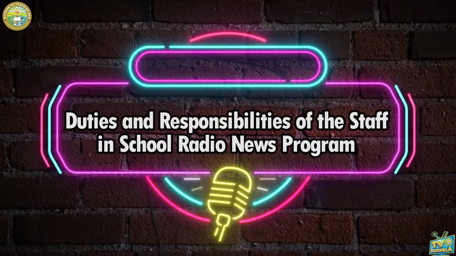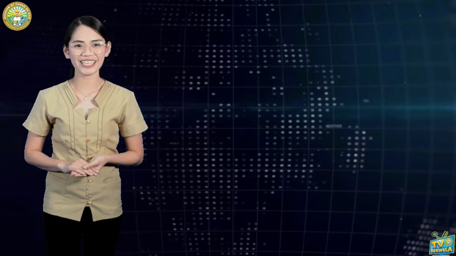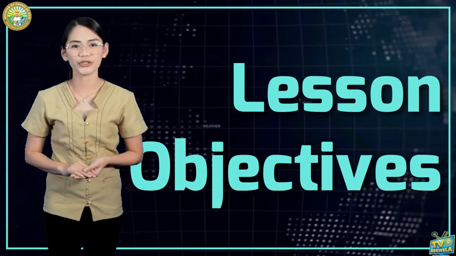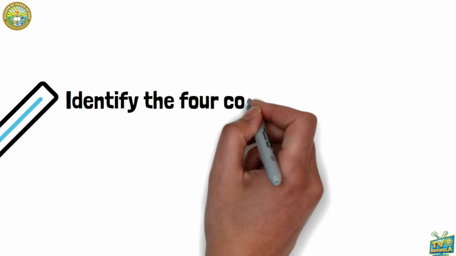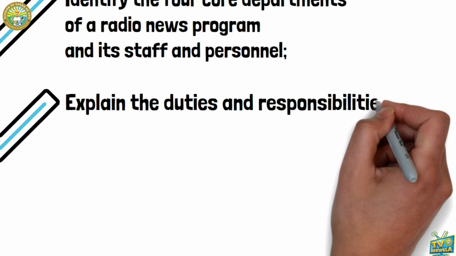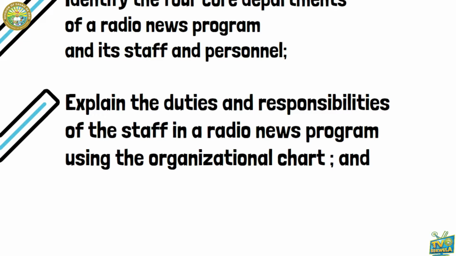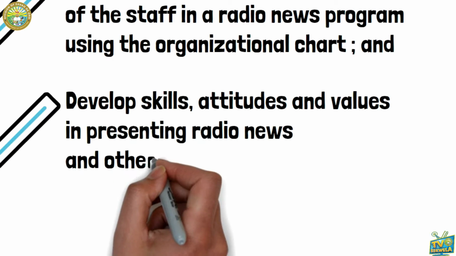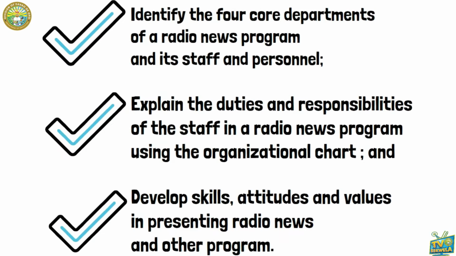Now, let us discover and be acquainted with the duties and responsibilities of the staff in a school radio news program. Before we begin with our new lesson, let us know our lesson objectives. At the end of the lesson, the learner should be able to identify the four core departments of a radio news program and its staff and personnel, explain the duties and responsibilities of the staff in a radio news program using the organizational chart, and develop skills, attitudes, and values in presenting radio news and other programs.